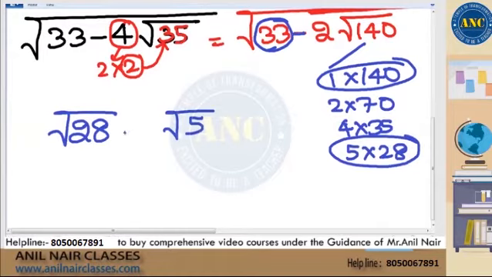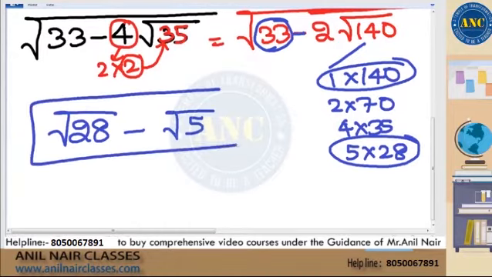Because it is minus, put down minus. This should be the answer. Straightforward answers you can get, sir, but the only thing is it requires a lot of practice. Idea clear, sir? Answer is root 28 minus root 5.